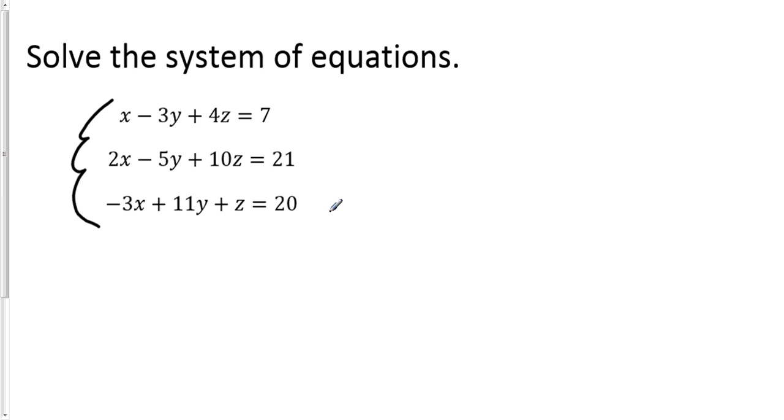And in substitution, what you do is you choose a variable that you want to solve for. I personally am going to solve for z right here. So I'm going to take this third equation and solve it for z. Solving for z means adding 3x and subtracting 11y. So I would get z is equal to positive 3x minus 11y, and then I had a positive 20 on the right hand side already.